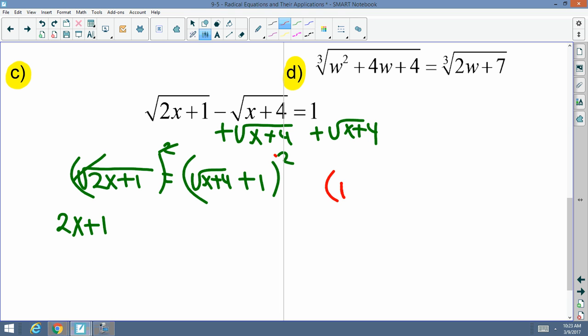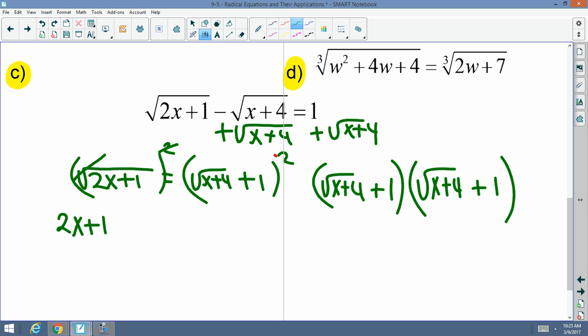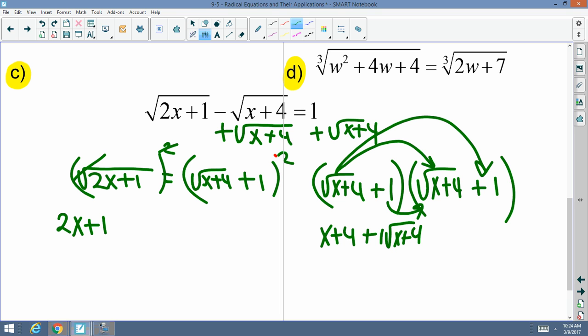So this equals, we're doing it in the correct way, green for go. This is the square root of x plus 4 plus 1 times the square root of x plus 4 plus 1. That's what that means. And then you have to FOIL, or by now, hopefully some of you have already learned the perfect square format. But I'm going to do it the long way first. What's square root of x plus 4 times square root of x plus 4? x plus 4. What is square root of x plus 4 times 1? 1 square root of x plus 4. What's 1 times square root of x plus 4? 1 square root of x plus 4. And then what's 1 times 1? Okay, 1. You see that there?